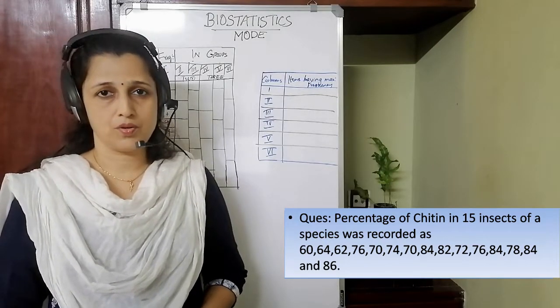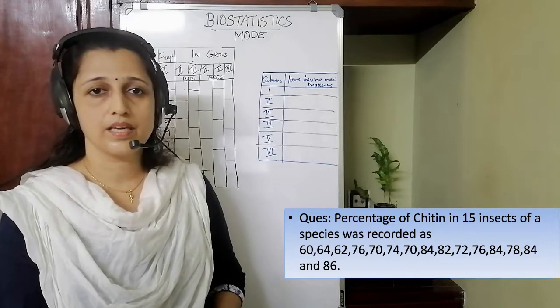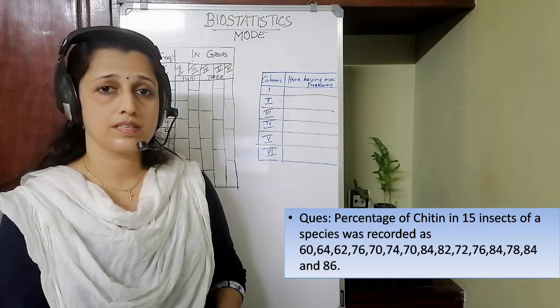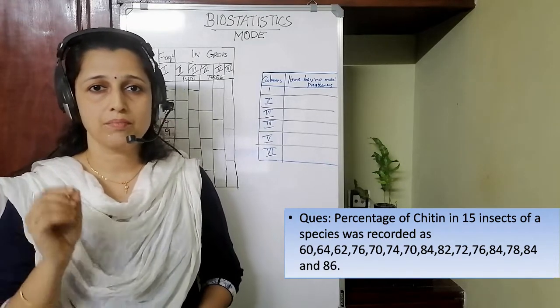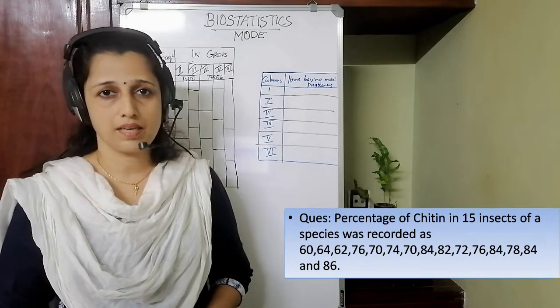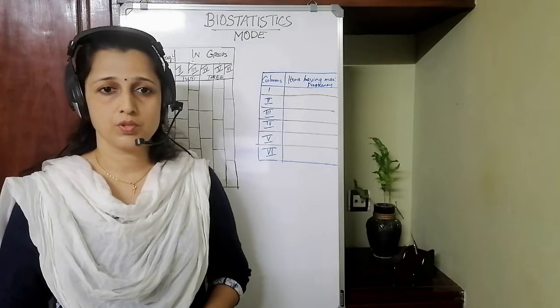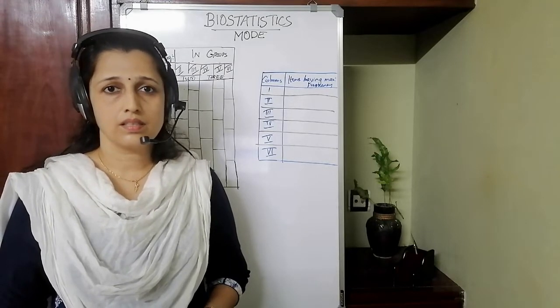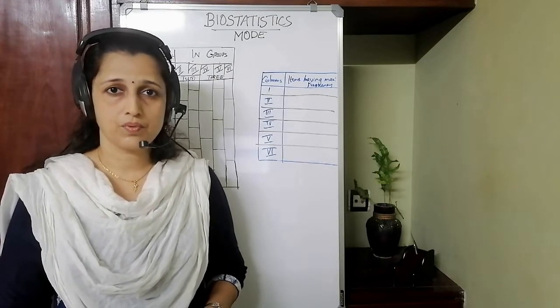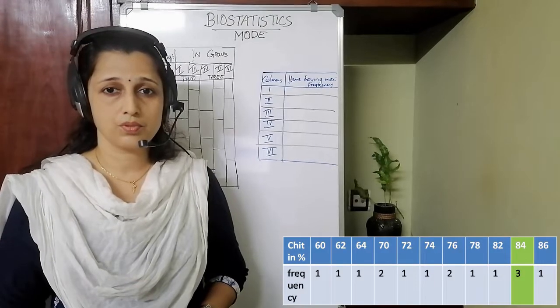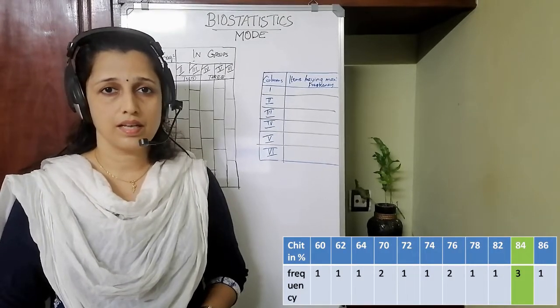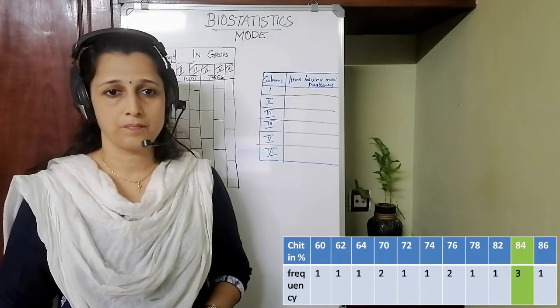This being a discrete series, the first step we have to do is make a frequency distribution table. We have mentioned in the previous tutorials how we make a frequency distribution table, and here on the screen you can see the frequency distribution table made with the data which is given in the question.